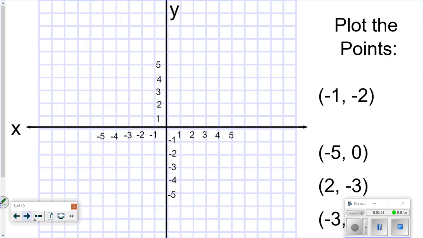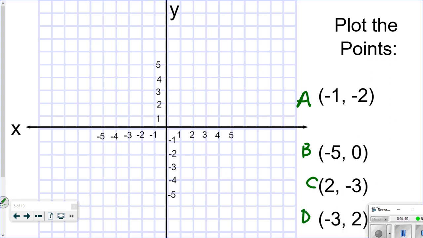Okay, so let's practice plotting some points quick. I have a coordinate plane sketch, and if you want to do this in your notebook, that'd be a really, really good idea just to have an example. I'm going to label these A, B, C, and D. So first I'm going to do A, and it's negative 1, negative 2. The first thing I'm going to do is on my x-axis, because this is the x, go to negative 1. Negative 1 is right here. Then I'm going to go down to negative 2 because that's what my y says. So right here, this should be point A.